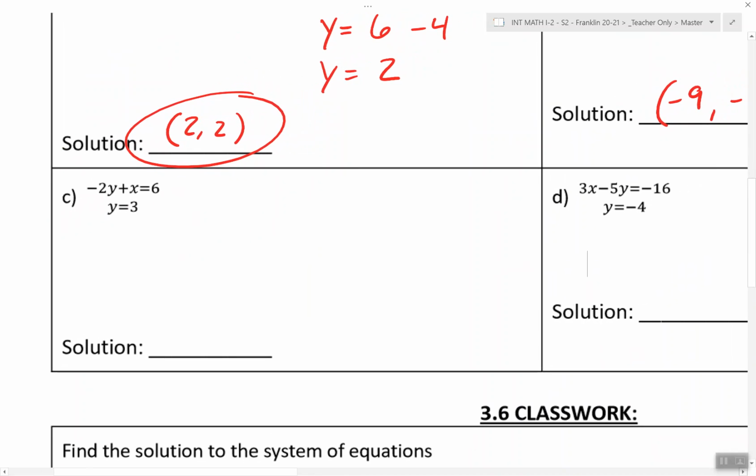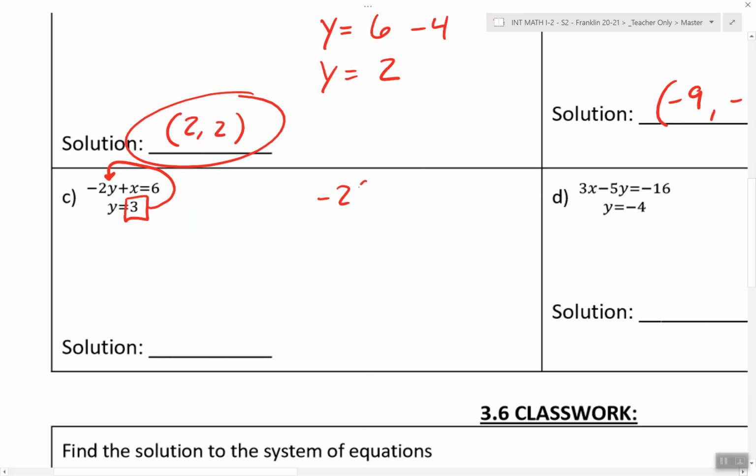Let's look at example C. This time we know that y is equal to 3. So we have negative 2y plus x equals 6 and y equals 3. So we're going to take that number, that 3, and plug it in for y this time, because we know that y is equal to 3. So just make sure you keep the variables straight. Don't get so used to plugging in for x or y. Make sure you look at what you're given in the equation and then act appropriately.